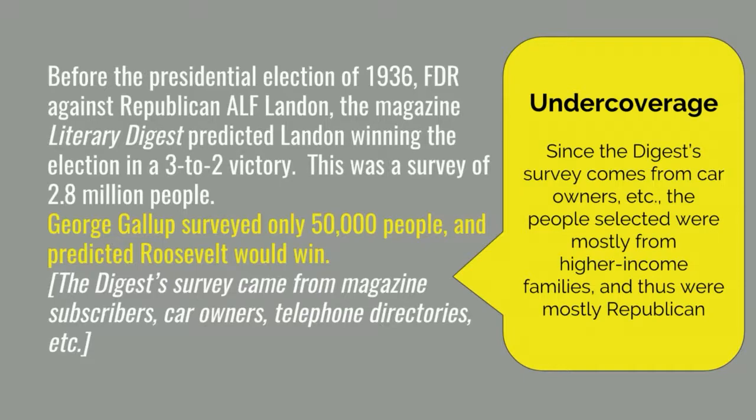So because of this, we have mostly higher income families being represented in the Literary Digest survey, and they were probably more Republicans than Democrats because it was mostly higher income families. So it was undercovering or underrepresenting people who were Democrats or people who were poor, and those are the people who were voting for Roosevelt. Next example.